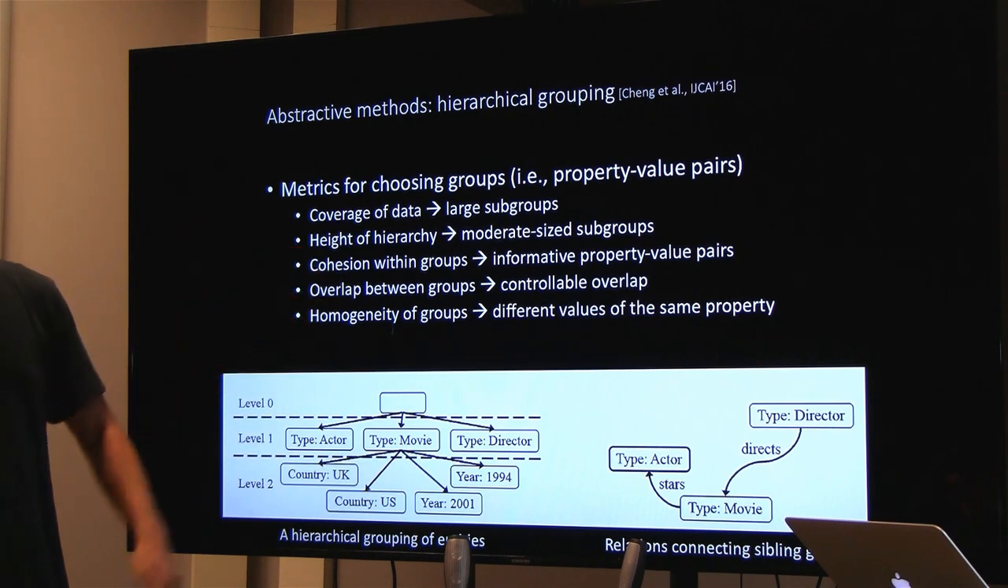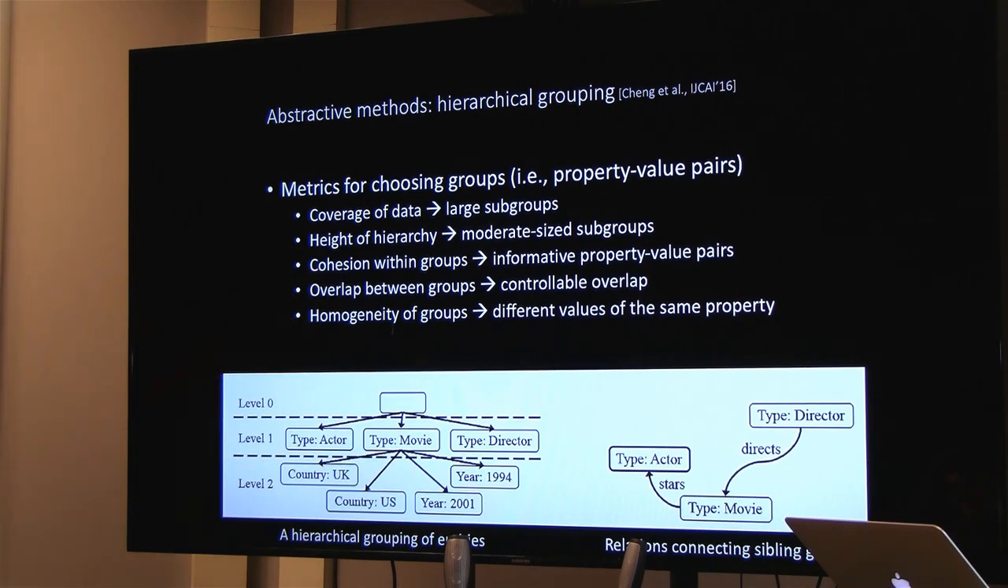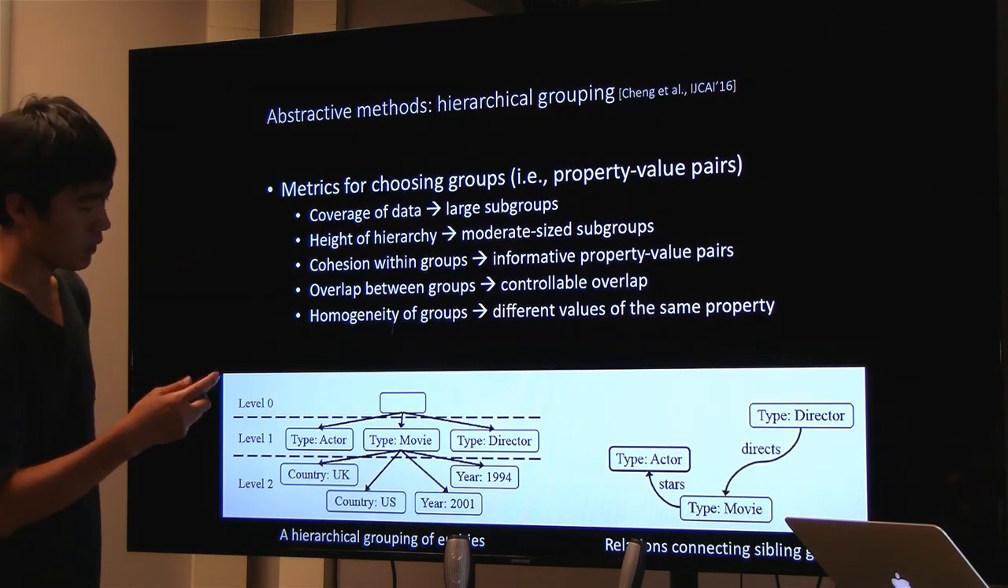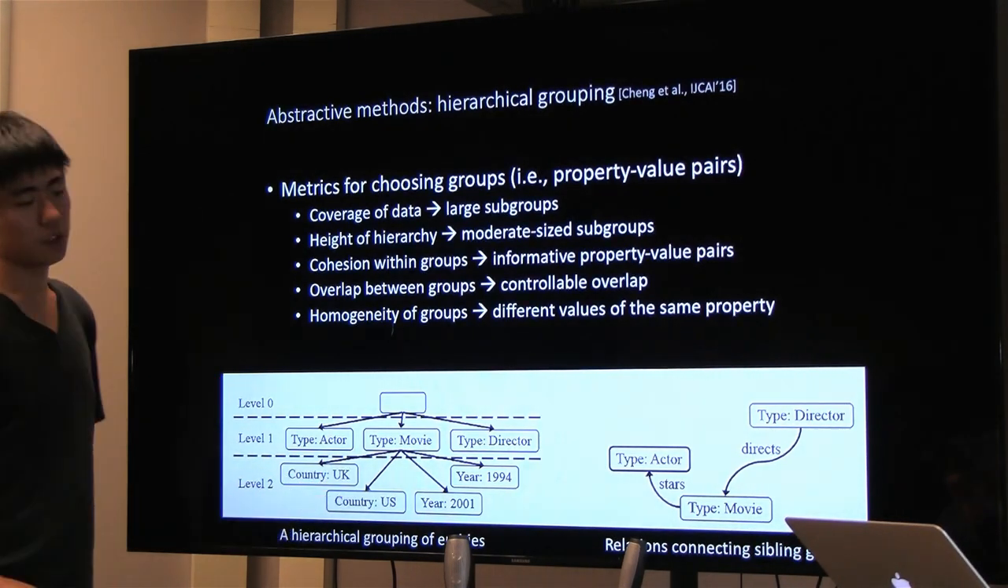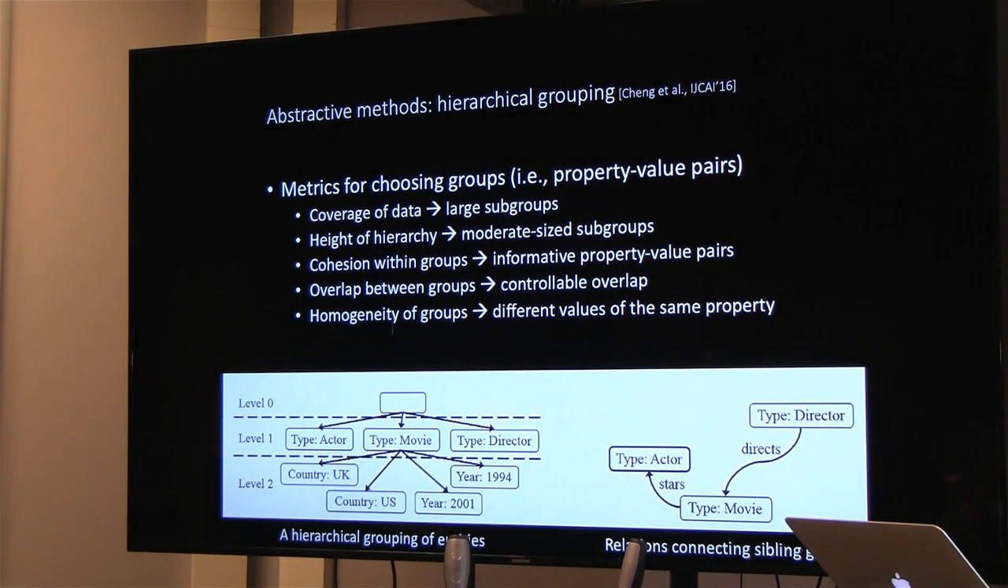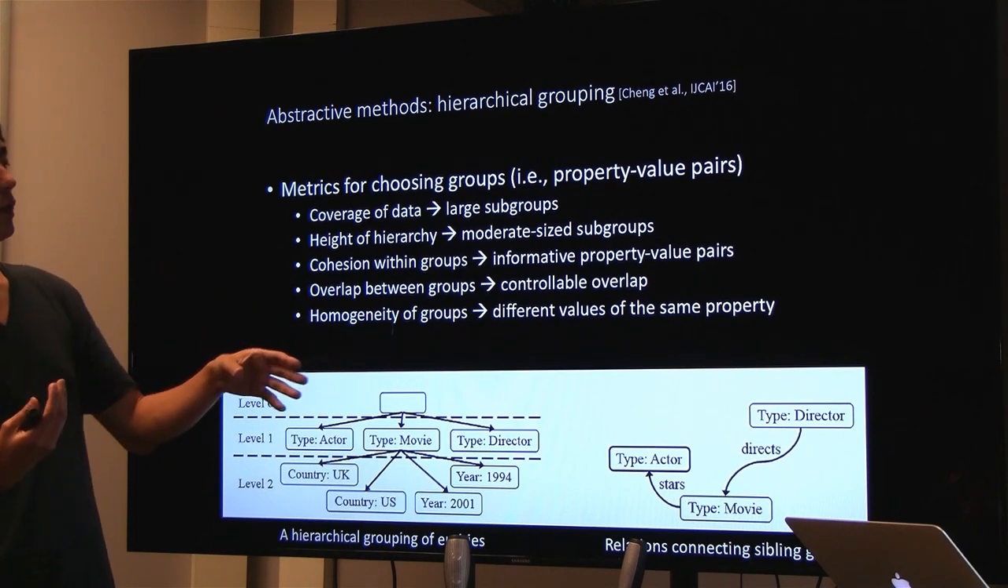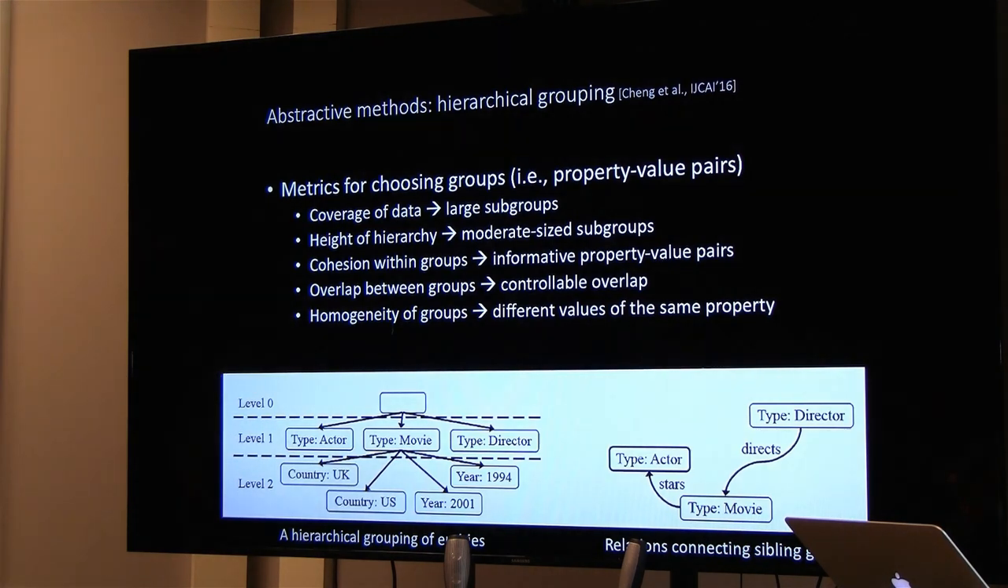Third aspect is cohesion within groups. We hope that entities in a group are cohesive. They're about closely related topics. So we prefer to find some informative property value pairs to label a group. And in this approach, we also allow overlap between groups. In all the previous works, they are based on entity partitioning. Partition means groups are not overlapped. But in this work, we allow different degrees of overlap. That's the basic idea.